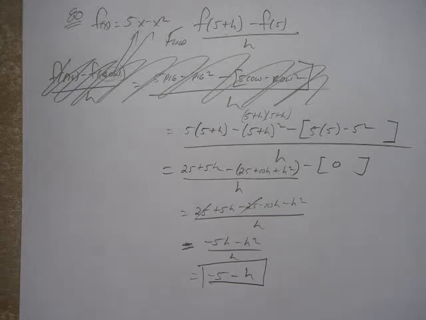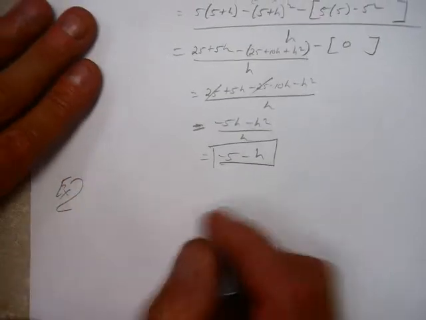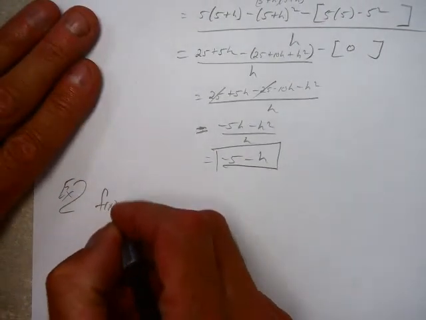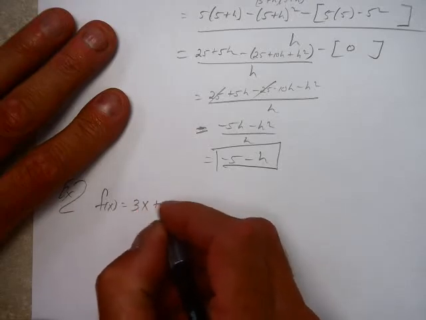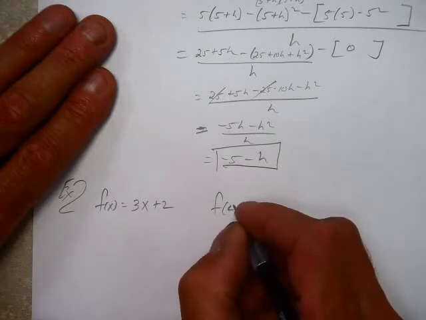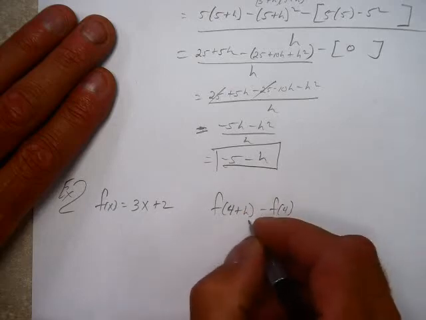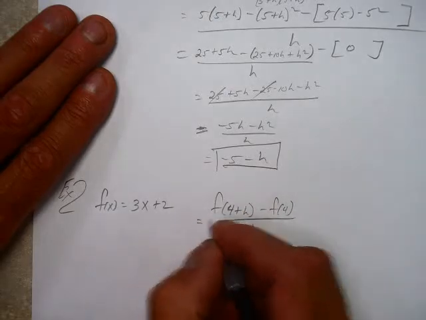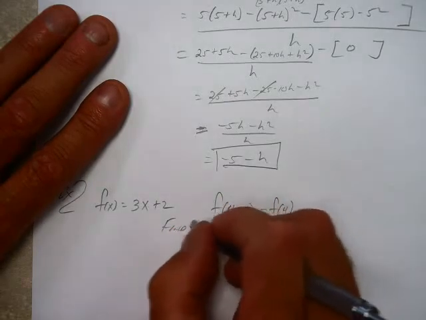Okay? So I'm going to whip another one up. You can do this next one on your own. f(x) equals, I'm going to keep this one fairly generic, 3x plus 2, and I want you to find f(4 plus h) minus f(4), all over h. I want you to find that.